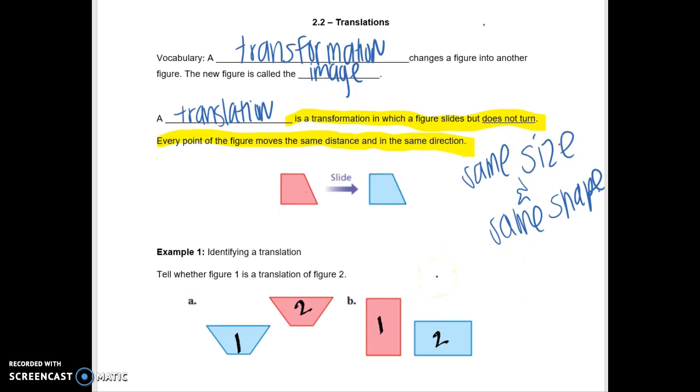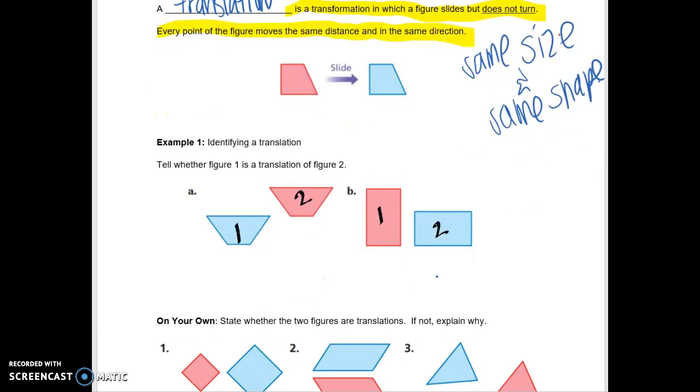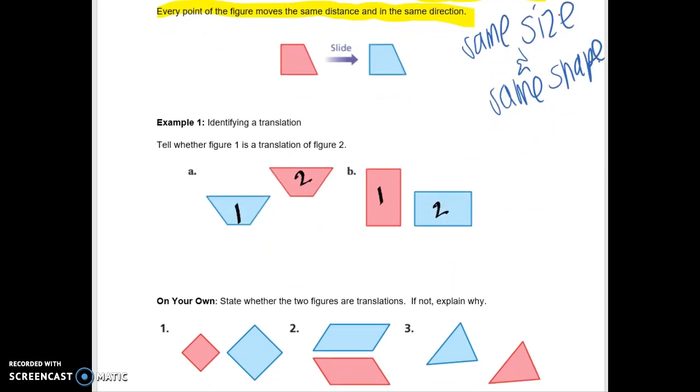So if I take a look here at figures 1 and 2, so figure 1, we're trying to figure out, is this a slide? So did I pick up the object and slide it to the left, or slide it to the right, or did I slide it at a diagonal? And the answer is yes. This is a translation because you are sliding. You are physically taking this object and sliding it upwards to figure 2.